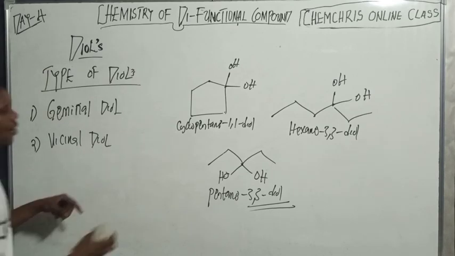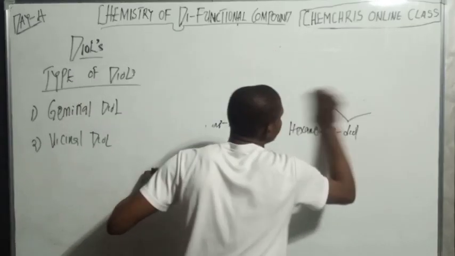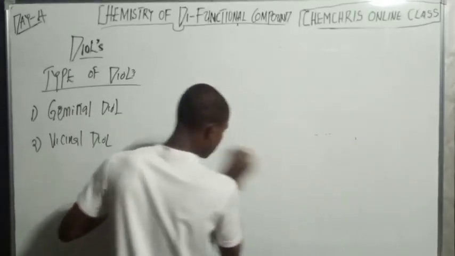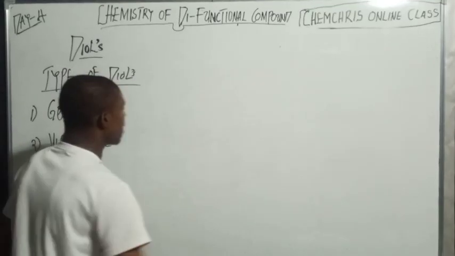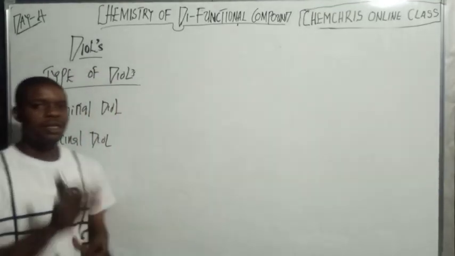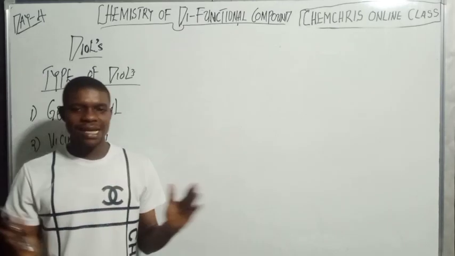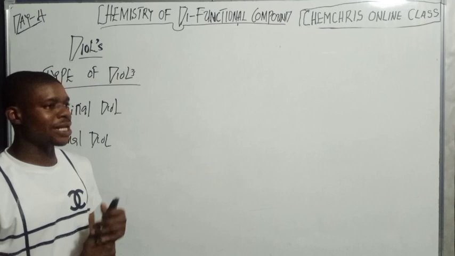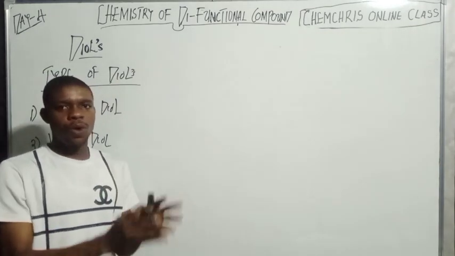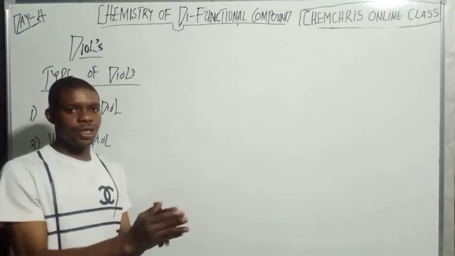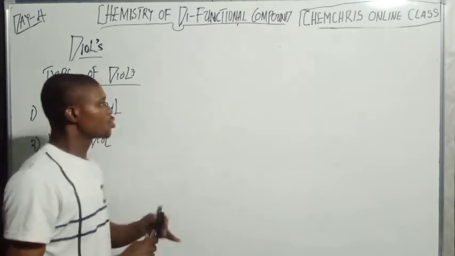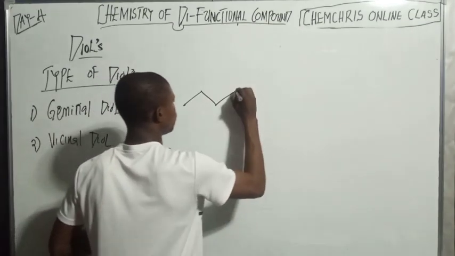What do you understand by vicinal diol? Now, the word vicinal means they are adjacent to each other. Do you understand? That is, they're not far apart. They are adjacent to each other. So vicinal means that it can be 2,3 or 1,2. You understand? Do you get that? So a good example is when you have this one here.